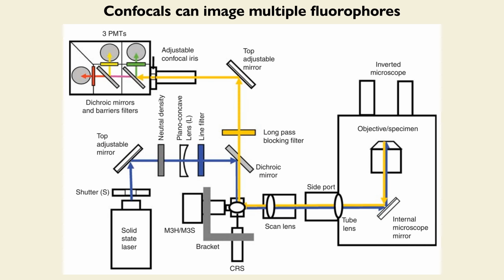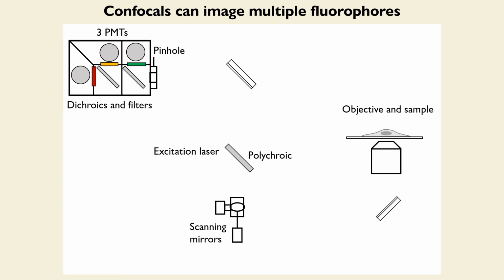So this is a quite complicated diagram, and I'm going to strip it down to the most essential things you need to understand for how a confocal can image more than one fluorophore in a very simple confocal. So these are the elements that you need to keep in mind, and I will walk through them by exciting a sample and collecting the emission fluorescence from that sample. So if we imagine that we have an excitation laser that hits a polychroic that reflects that laser but allows other light through, then the laser goes to scanning mirrors which move and bounce the laser off an additional mirror that's fixed and then scan the sample.